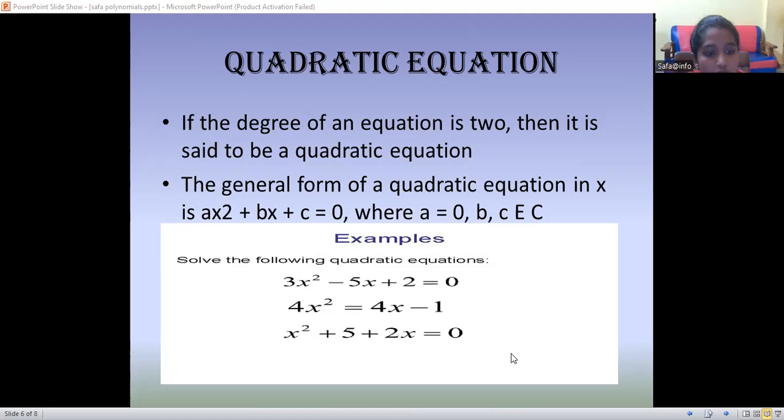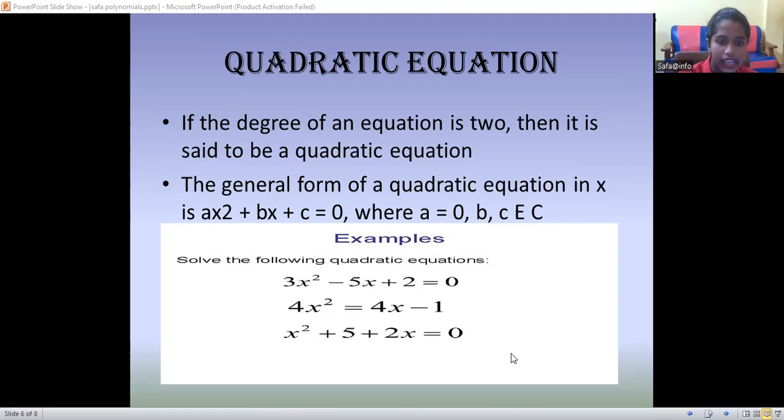For example, solve the following quadratic equation. He is telling that 3x square minus 5x plus 2 is equal to 0, and 4x square is equal to 4x minus 1, and x square plus 5 plus 2x is equal to 0. This is the quadratic equation.